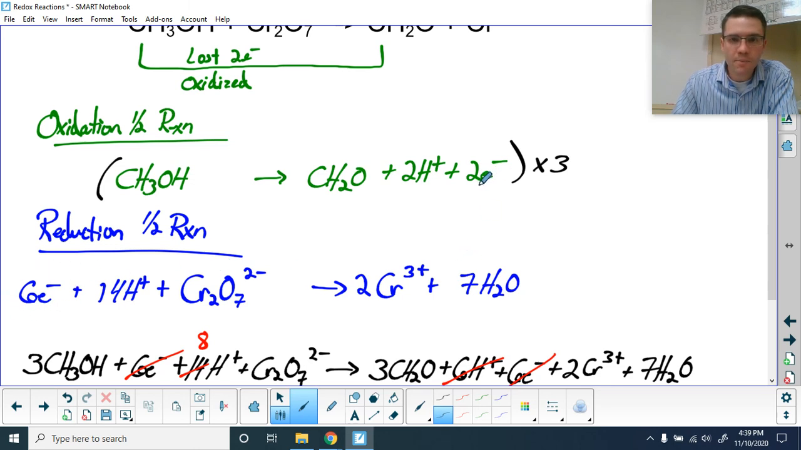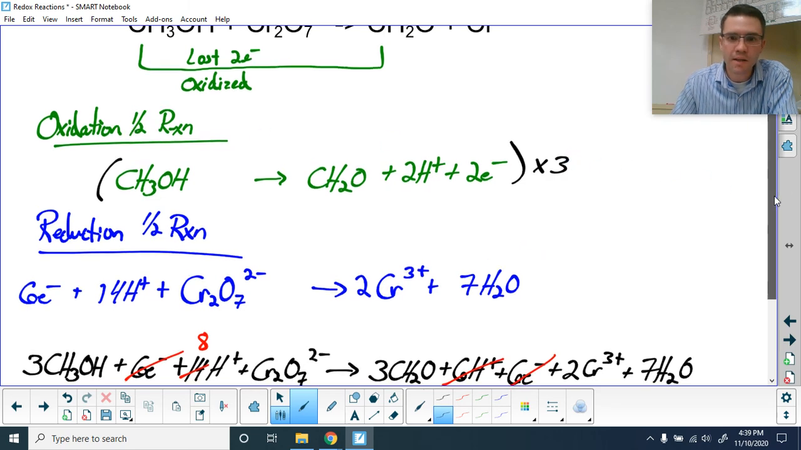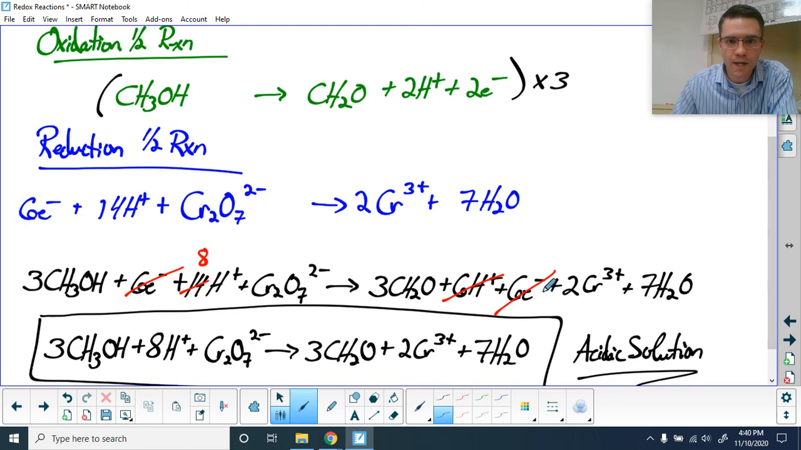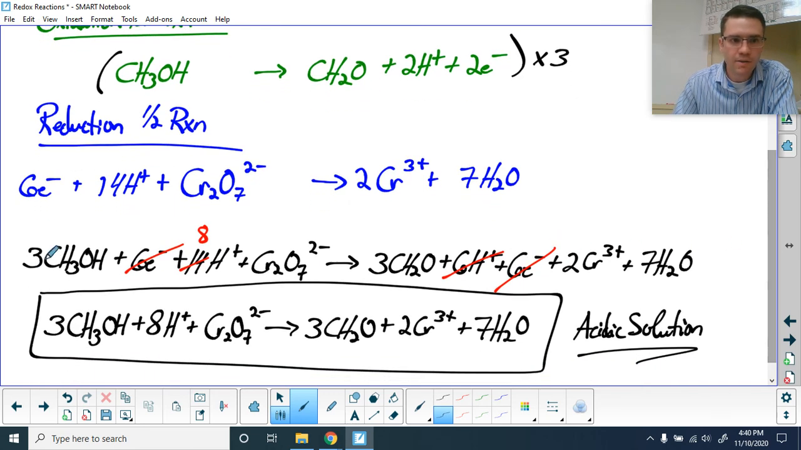Well, the least common multiple between 2 and 6 is 6. So your reduction half reaction, you don't have to multiply by anything, but your oxidation half reaction multiply by 3. If you multiply that by 3 and add those together, you get this black equation down here. So CH3OH, you're going to have 3 of them because we're multiplying that equation by 3, and that goes for everything in this equation. Your bottom equation, you don't have to multiply by anything. You just put those straight in. So all the reactants became reactants on this side. All your products became products.